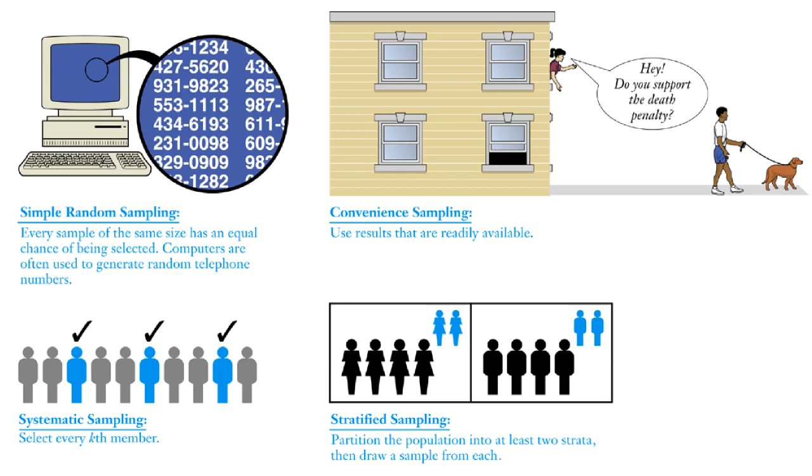All right. Next up would be systematic sampling. So that could, for example, be every third person gets selected, like we see in this example here. First two are skipped, next person's picked. Next two are skipped, next person's picked.